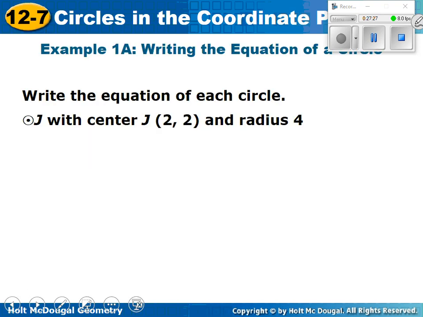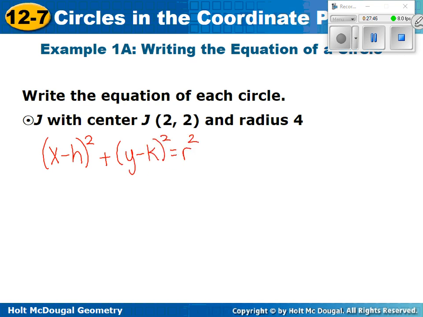Let's look at some examples. Write the equation of each circle. So start with your formula. Write the formula down. The more you write it, the more you're going to memorize it. Don't try to just write the answer. So it should be (x − h)² + (y − k)² = r².